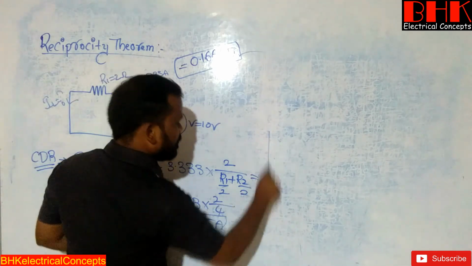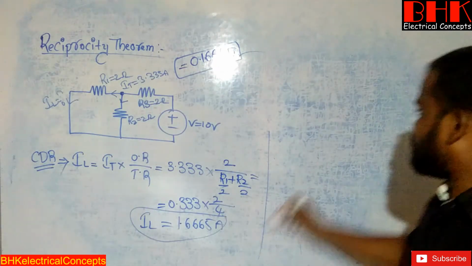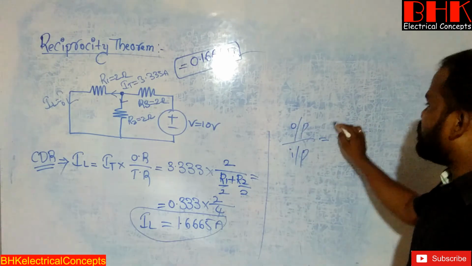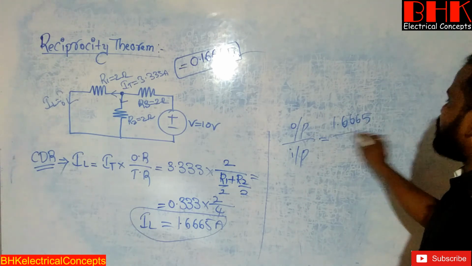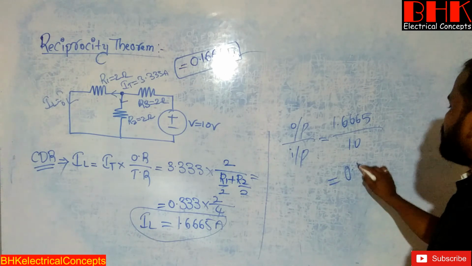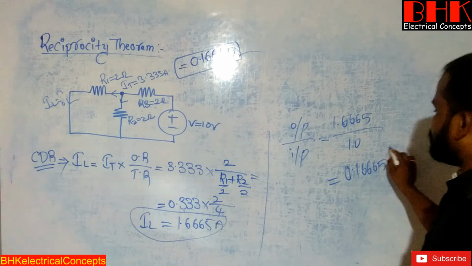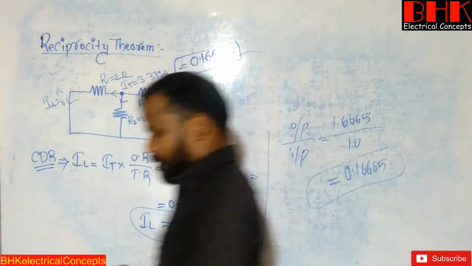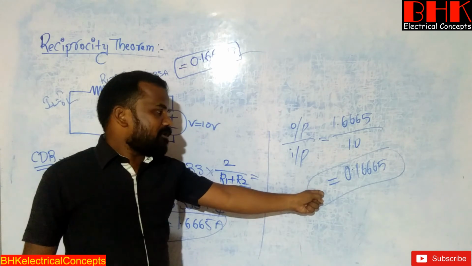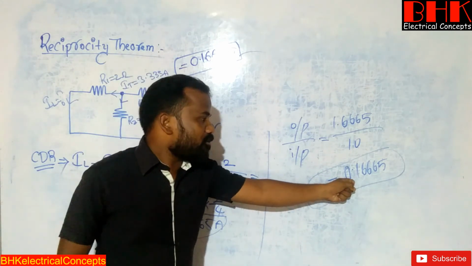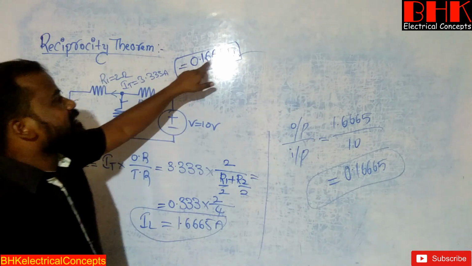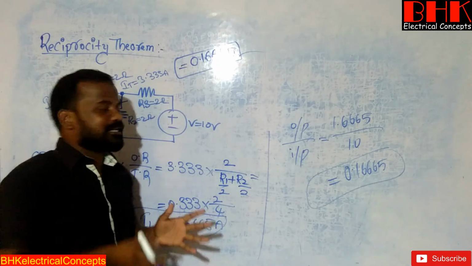Now go for the ratio. Output divided by input is equal to output 1.6665 divided by input 10, which gives 0.1665. So this is the ratio we got in case number 2. Just observe here: in case number 2 we got ratio 0.1665, and in case number 1 we got 0.1665. It means in both cases the ratio is the same.